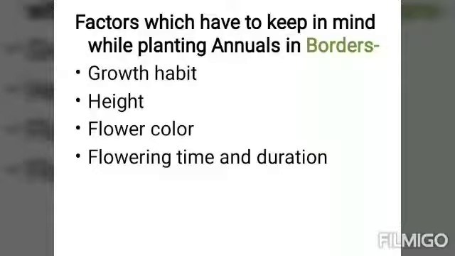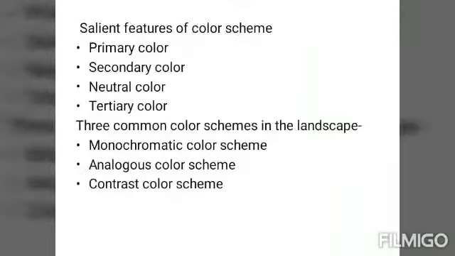Next is related to the factors which have to be kept in mind while we plant annuals in the borders. These are 4 important factors that you have to keep in mind when you grow annuals at the border parts of your garden. That is the growth habit, their height, and then the flower colors and the flowering time and duration. These are the 4 major factors which you have to keep in mind while planting annuals in the borders.